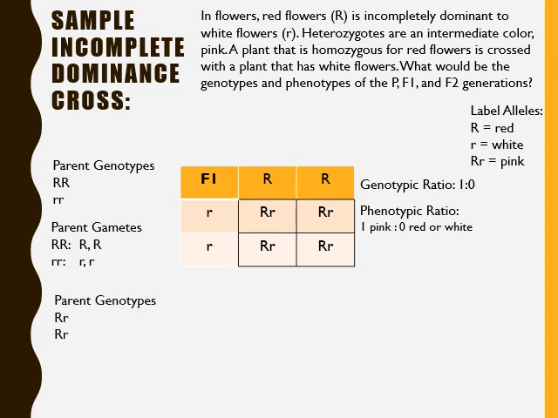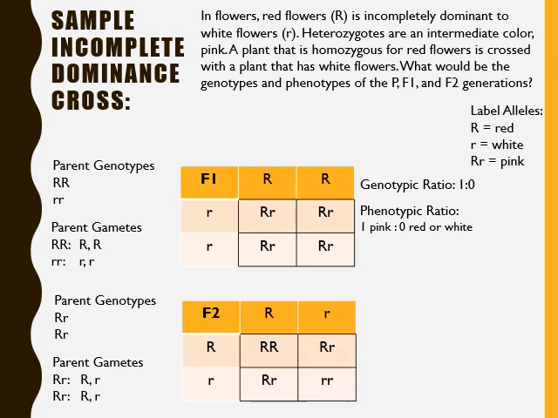Now we talk about our F2. For F2, we cross the siblings together. Big R, little r crossed with big R, little r. We get our gametes. Big R, little r forms a big R and a little r. Big R, little r forms a big R and a little r. Then we create our Punnett square. And we can see that same ratio we saw when we crossed them in previous lectures, that 1 to 2 to 1 genetic ratio. So 1 homozygous dominant, 2 heterozygous, 1 homozygous recessive.